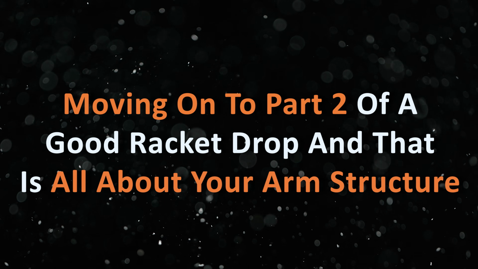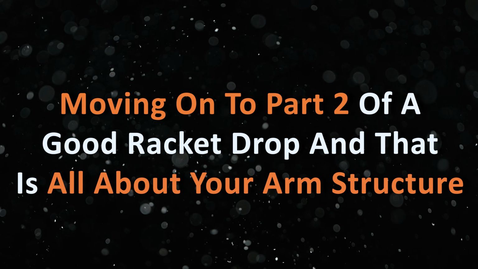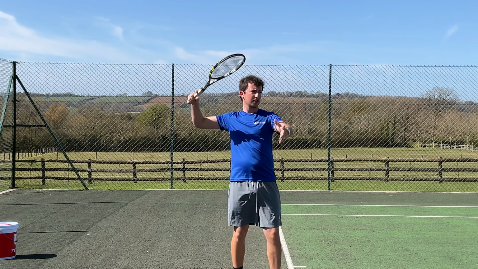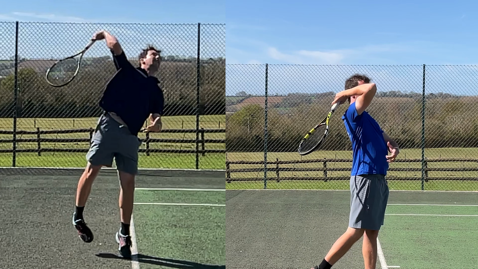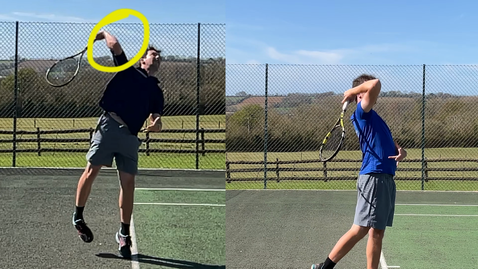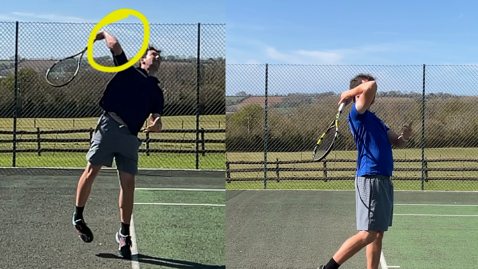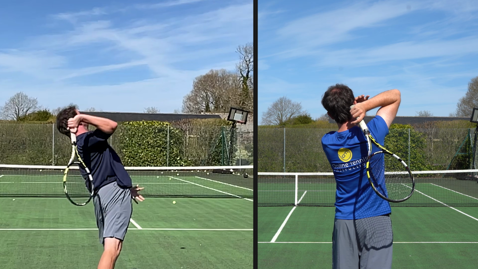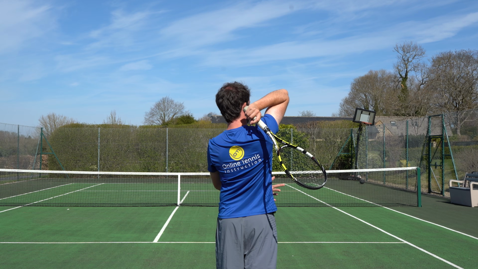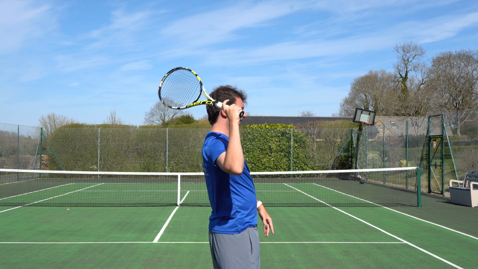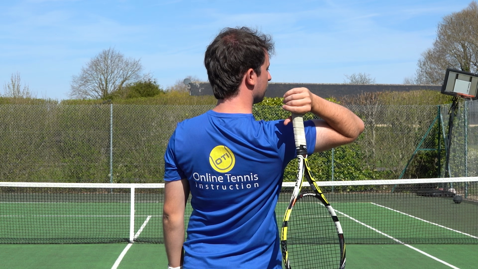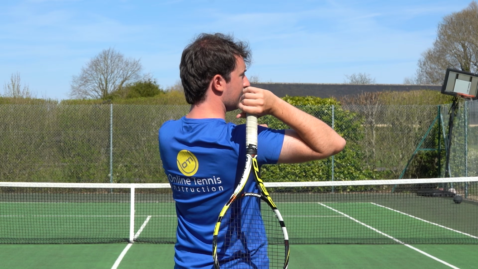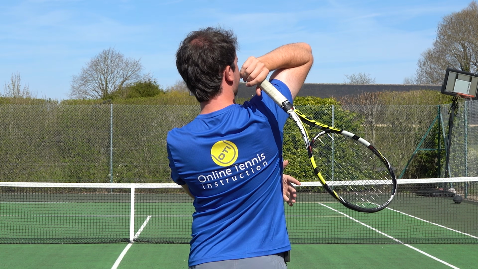Moving on to part 2 of a good racket drop, and that is all about your arm structure. Now, the first thing you're going to see is in relation to your elbow. When you get into this racket drop position, the elbow and the shoulders are connected here, and the elbow is leading out in front. The next thing, looking from the back angle, the elbow is above ear level. It's high. Many players, they do this when they get to the racket drop, and the elbow is too low. And again, when you're in this low position with the elbow, there's no pre-stretch of the muscles. You need to get that elbow up and have it high.